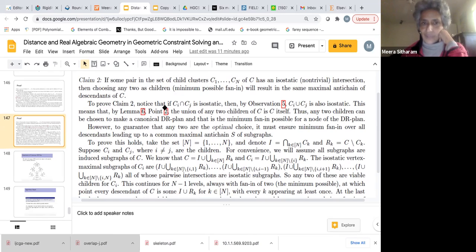To prove claim 2, note that if CI intersect CJ is isostatic, then by one of the first observations that we showed, CI union CJ is also isostatic.